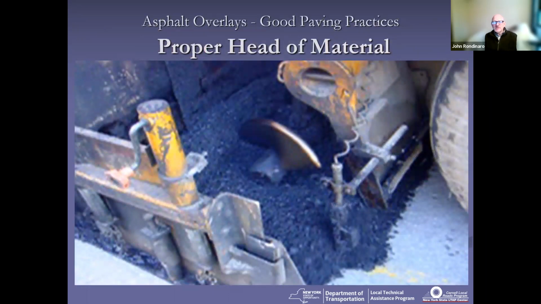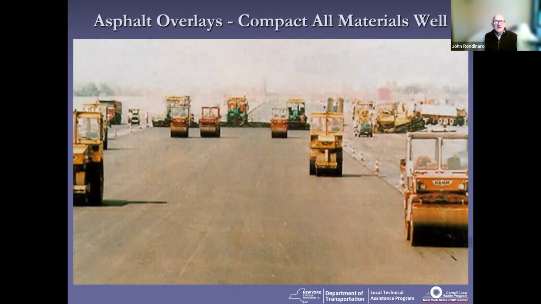You want proper head of material. You want to see it about halfway up on the auger. If it's too high or too low, you're going to have problems with your mat thickness or waviness in the mat. In terms of rolling, you want to have a sufficient number of rollers to adequately compact that mat. And you really want to make sure that that mat is compacted well. That's the key. Getting density is the key to pavement performance.